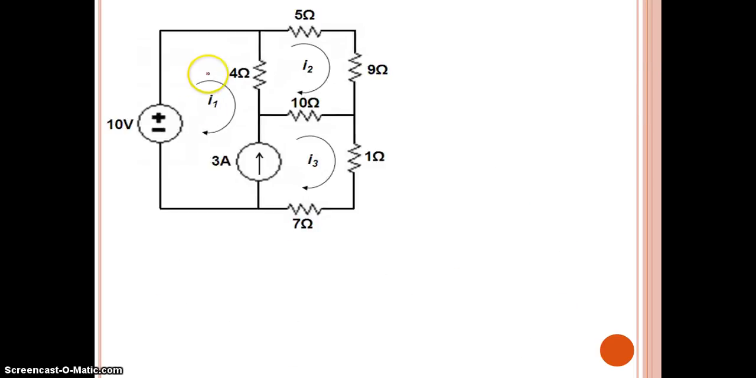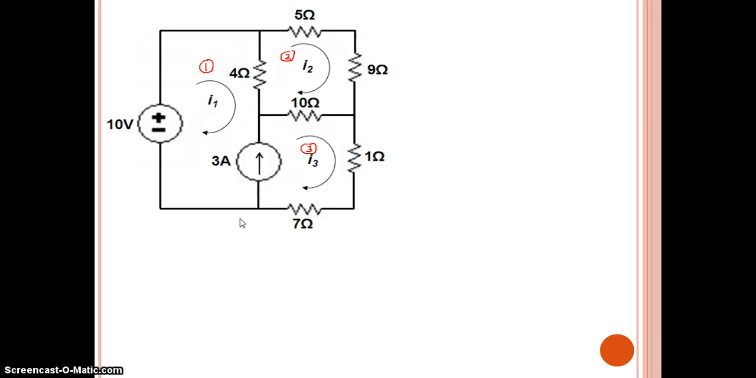So coming to the problem, as our normal first step, identify the number of meshes. We have identified the number of meshes as 3. And the second step, but this is a super mesh, I will come to that point. Now just assign the current in each branch. Already in the question itself, the currents I1, I2, I3 are assigned in the clockwise direction.